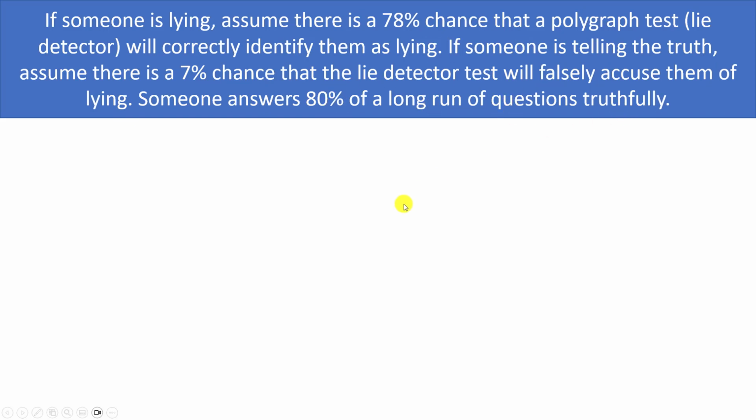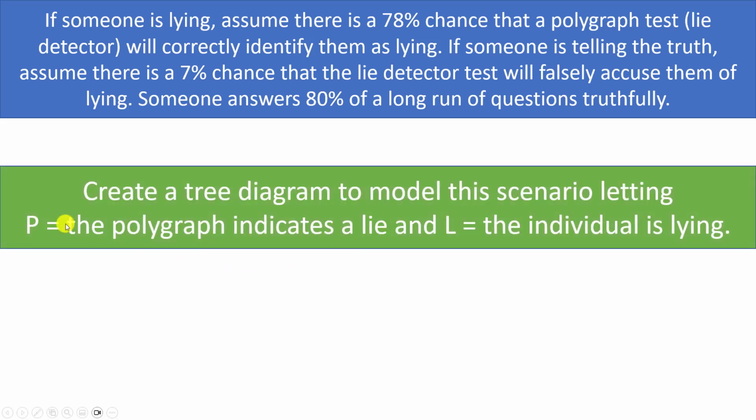So create a tree diagram and let P represent that the polygraph is indicating a lie, and let L represent that the individual is lying. For your first branch of the tree diagram, you should be identifying which of these events is not conditional upon anything, and that should be your first branch, and then the other numbers are going to relate to something that is conditional. So take a few minutes to see if you can create this tree diagram.